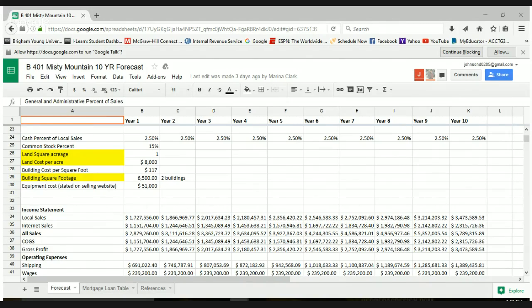And this decreased our assets because the land cost is not 100 acres but only one. So those are just the small changes we made, and they've changed our balance sheet and our income statement just by a little and increased our weighted average cost of capital by 1%.